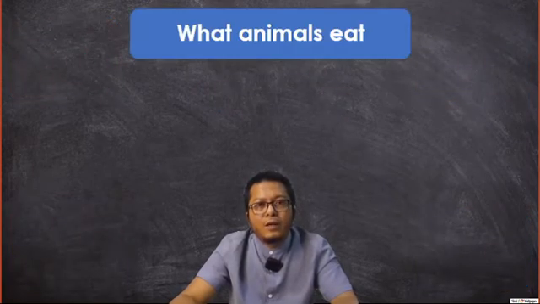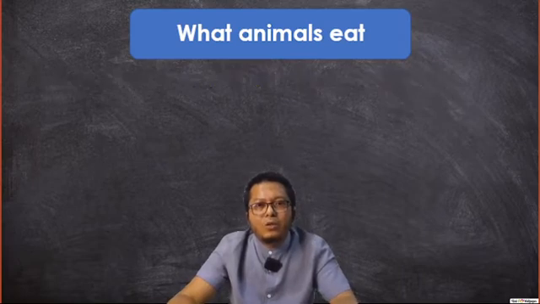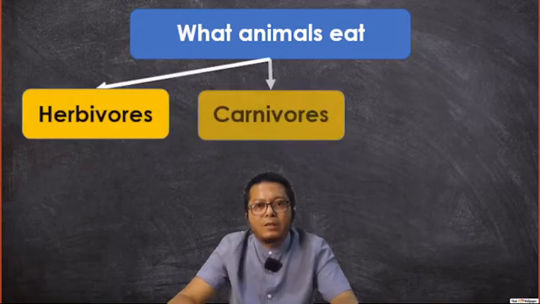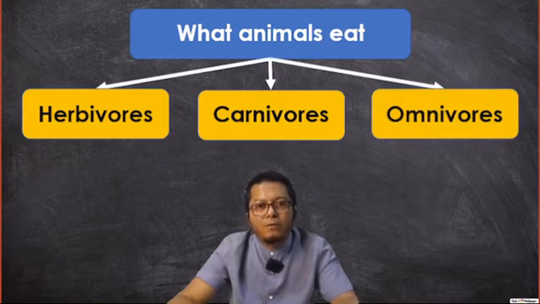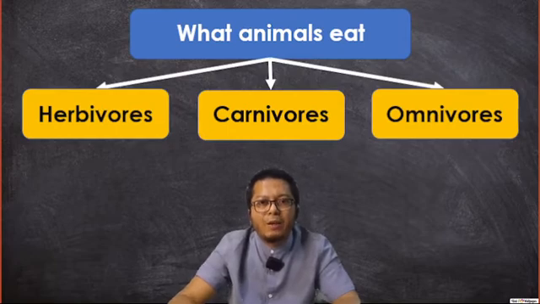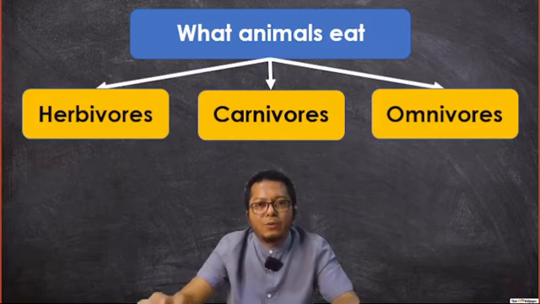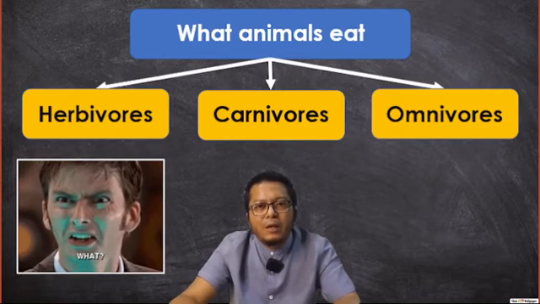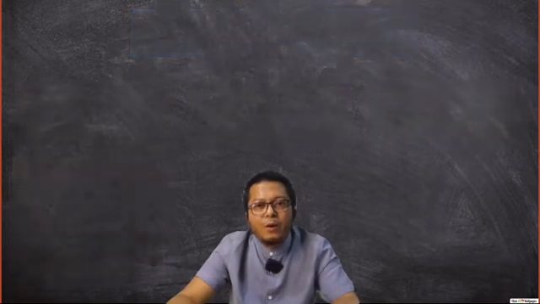Moving on to what animals eat, animals can be grouped by the type of food they eat. In this lesson, we shall talk about 3 groups of animals. One is herbivores, the second one is carnivores, and the third one is omnivores. It sounds more or less like Omicron, but no, we shall talk about omnivores, not the virus Omicron. So what is herbivores, carnivores, and omnivores? Let's take a look one by one.